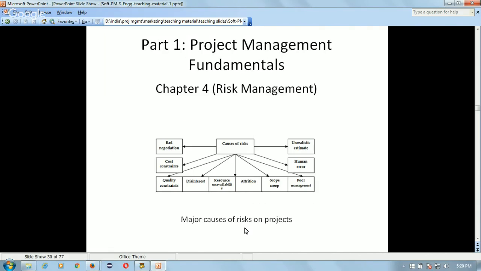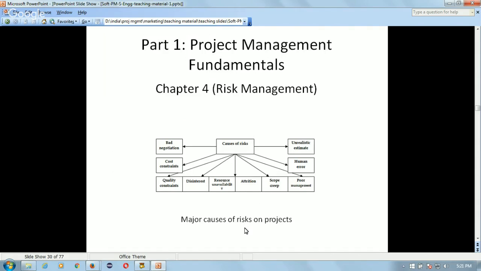Like the project team estimates that it will take 6 months to develop the product, but the customer wants it in 4 months. And due to bad negotiation, the project team agrees to whatever the customer is saying. So at that time they agreed on the project duration, but later the project team found they cannot complete the project in the desired period, and due to this bad negotiation, this kind of risk can happen.